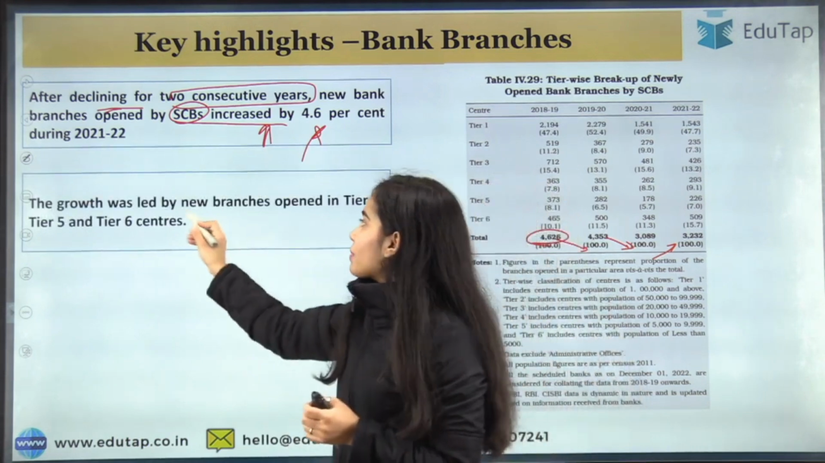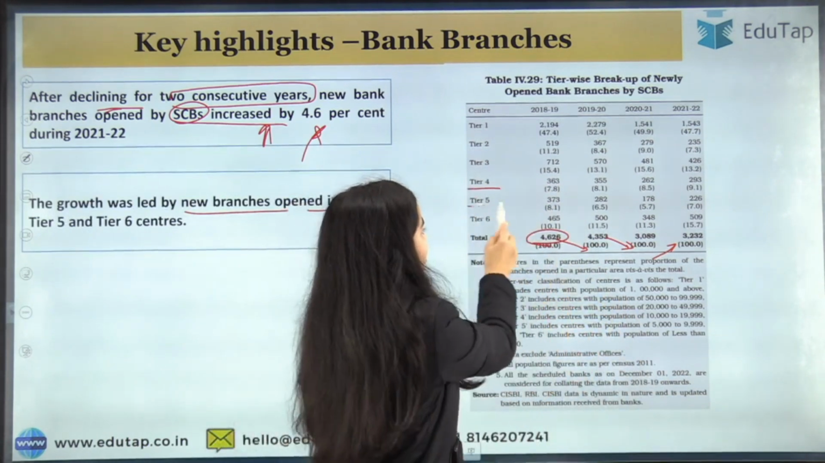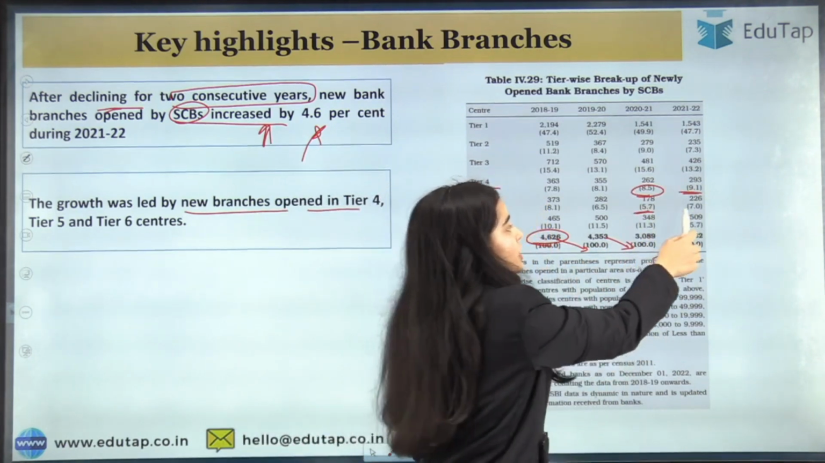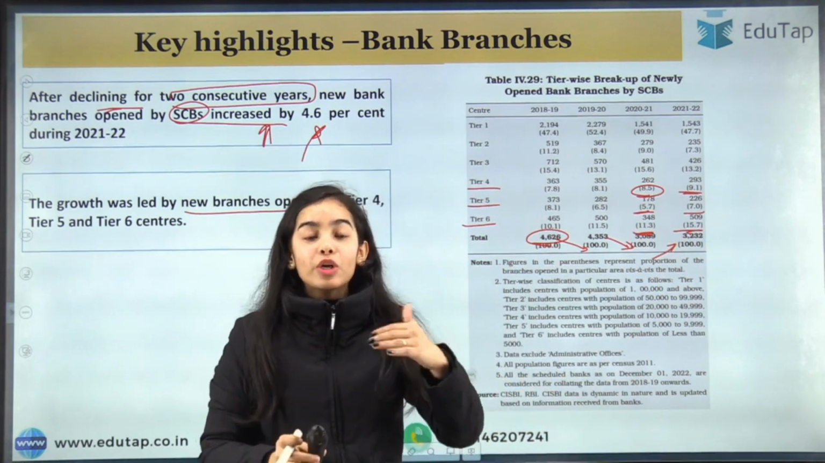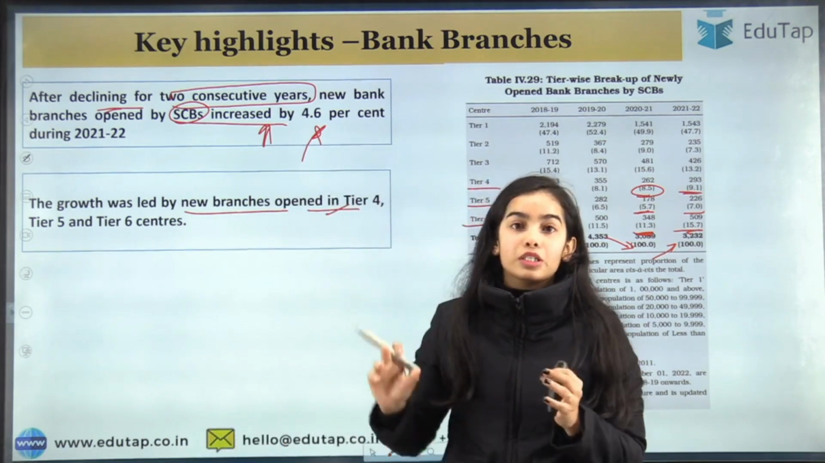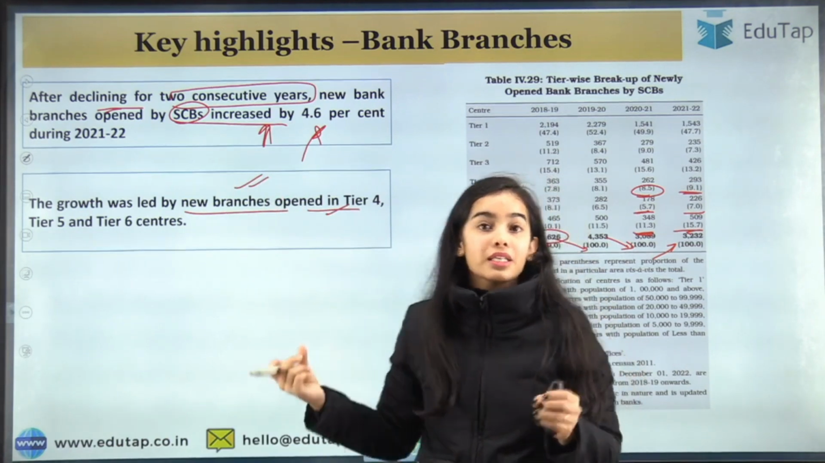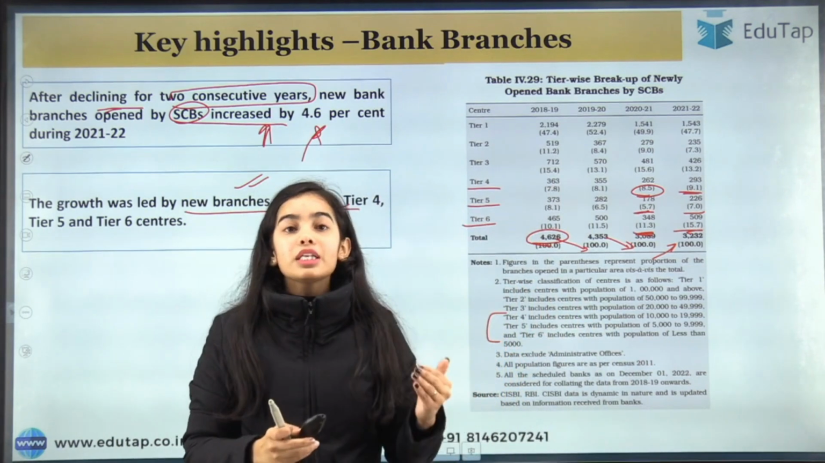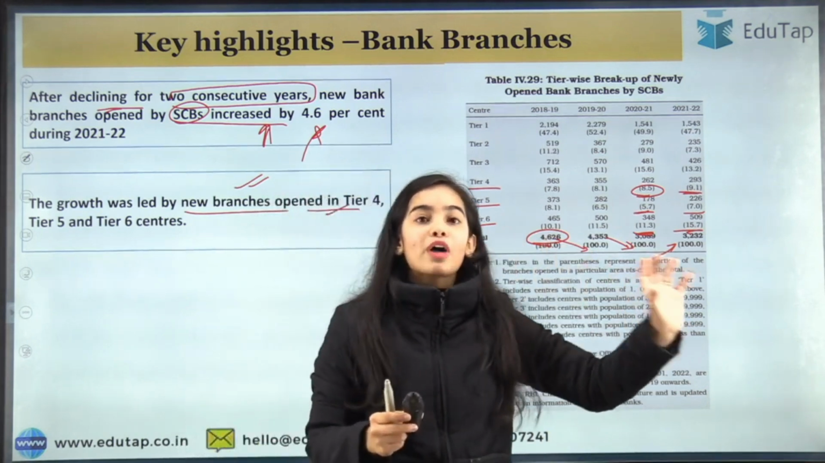So the growth was led by new bank branches opened in tier 4, 5 and 6. Here you can see 8.5% to 9.1%, 5.7% to 7%, and 11.3% to 15.7%. There is an increase in the bank branches for tier 4, tier 5 and tier 6. So the growth is led by the new branches opened in these tiers, and they are the low tiers. You can understand that if new bank branches are opening in the low tiers, that means we are developing and trying to go to the far-off areas.